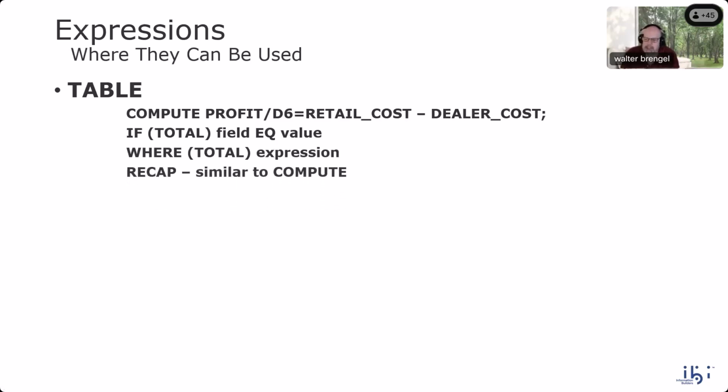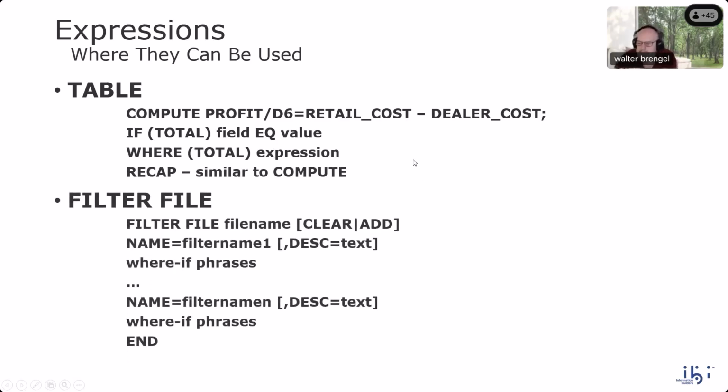You can use expressions in a recap, similar to compute. You can use them in filter file. Filter file is just code that runs. It's a procedure that runs every time you access a file just before we start retrieving data. So in this case, I'm setting 2 filters, filter file name, clear or add, and I'm adding filter name 1, give it a description, and then you have your where phrases. And then you could have multiple filters set up. So here I'm showing you could have multiple in the middle with the ... and then up to filter name n, meaning unlimited.